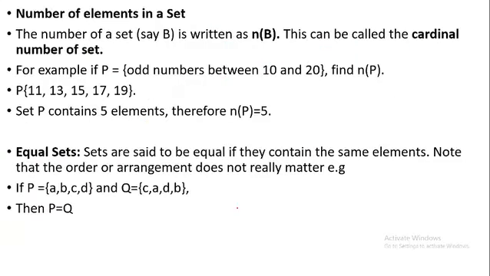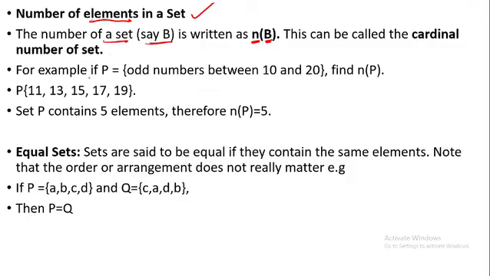Okay, let's quickly look at the number of elements in a set. The number of elements in a set, let's say set B, is written as n(B). Now the small letter n denotes the number of the set B, and this is called the cardinal number of a set.